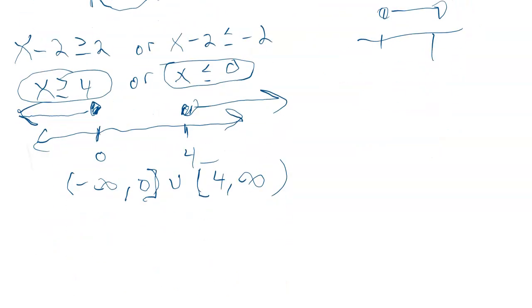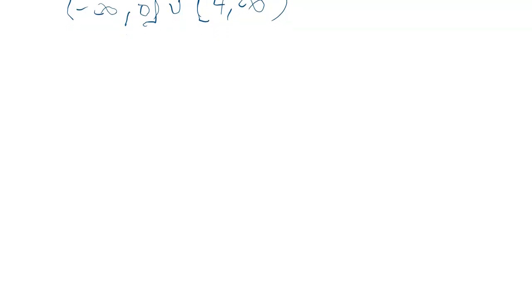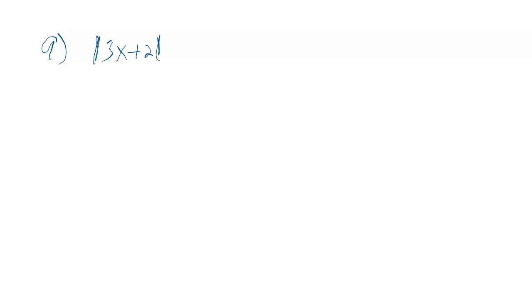On to the next. That's number 8. Number 9? Looks like a typo. I don't know why. Let's see. The absolute value of 3x plus 2 plus the absolute value of 3x plus 2 is less than or equal to 10? I can't tell. Less than or equal to 10. That's what I'm going to say.